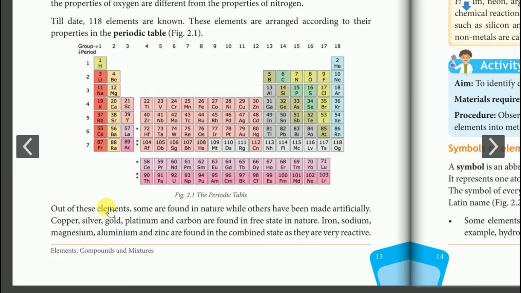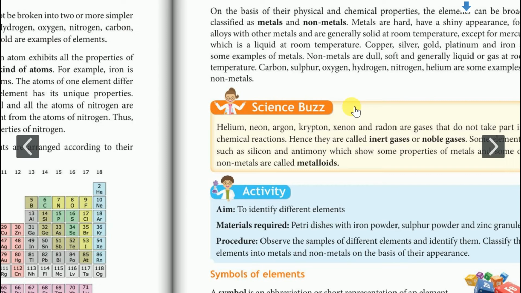Out of these elements, some are found in nature while others have been made artificially, the man-made. Copper, silver, gold, platinum, carbon are found in free state in nature. Iron, sodium, magnesium are highly reactive. That's why they are always found in nature in the combined state, as they are very reactive.